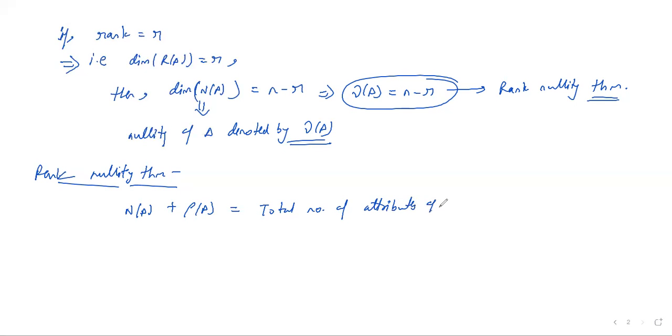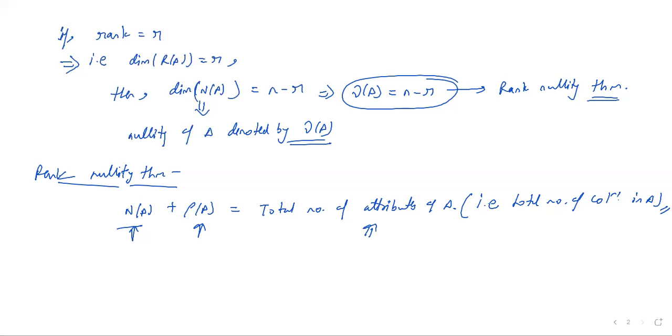That is the total number of columns in A. Okay, so this is my rank nullity theorem. We have the null space of A and the rank of A, and they both together form the whole. If we add these two, then we get the total number of attributes of this matrix A. This is my rank nullity theorem.